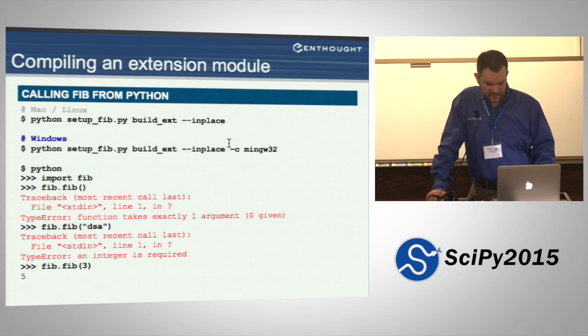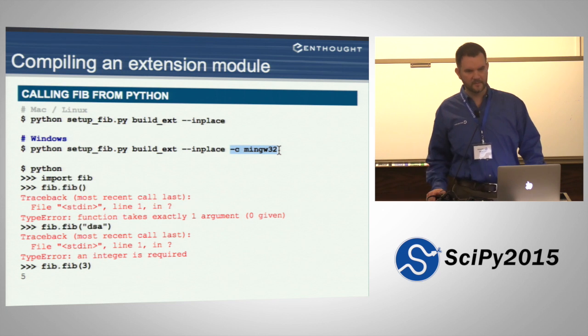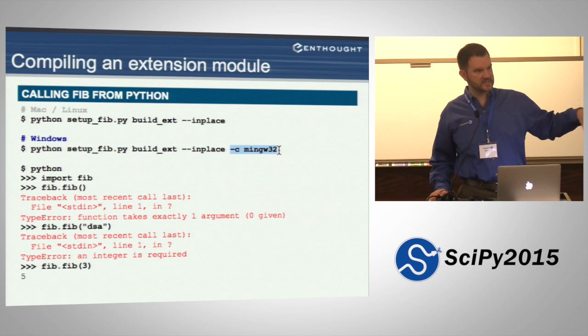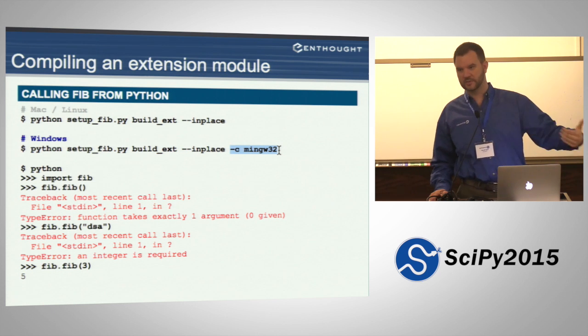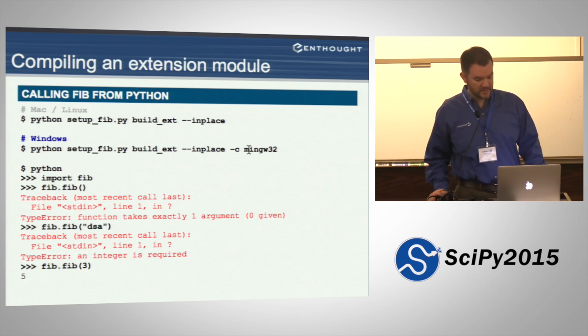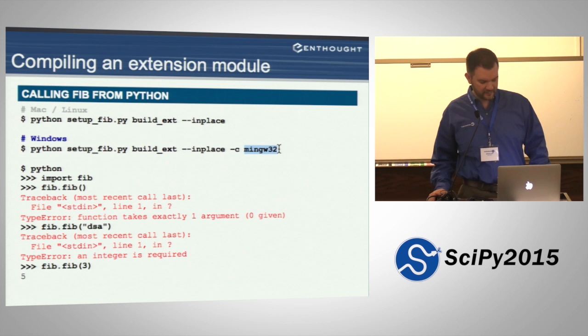On Windows, we do the same thing, except at least for this tutorial, we've been using the MinGW 32 setup with Anaconda, just because for the purposes of this tutorial, that's the most straightforward way to get things working. There are other compilers, many other compilers you can use on Windows. This one is falling out of favor, but for the purposes of our tutorial, it will work just fine.